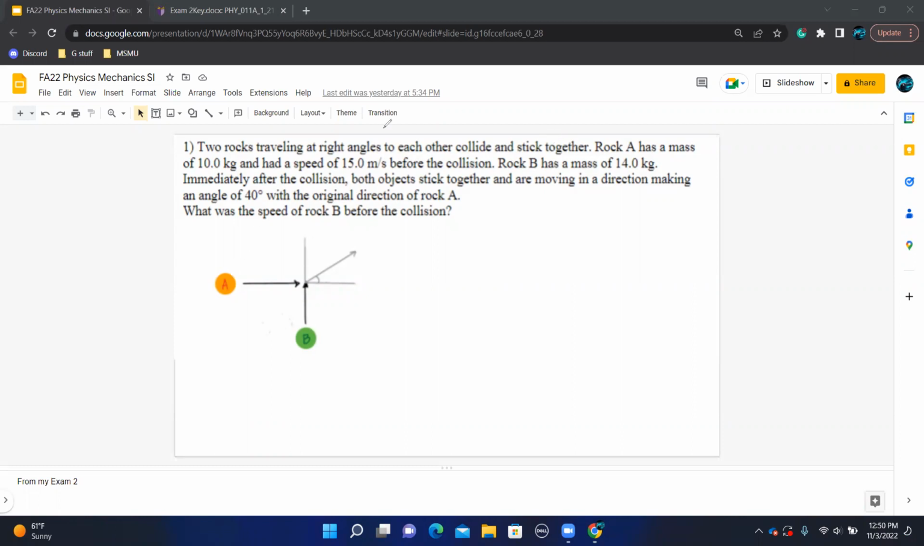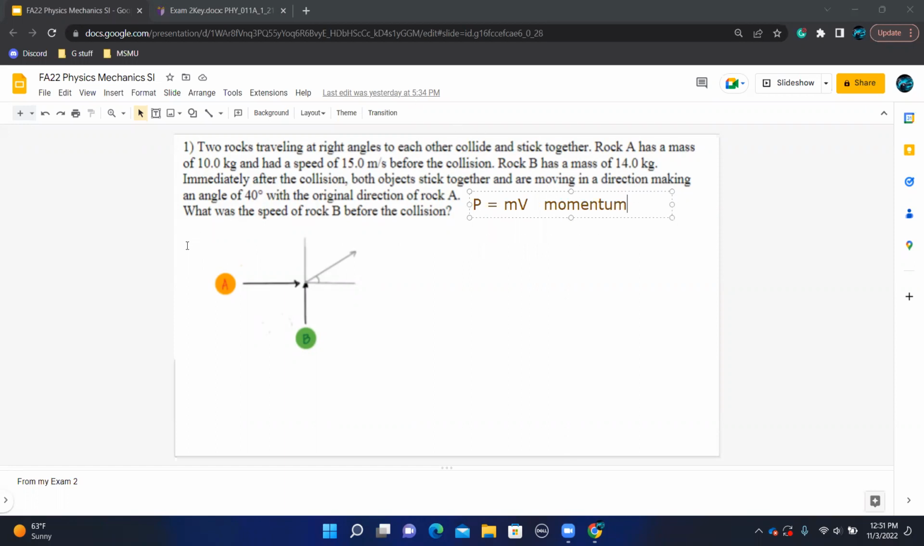So we have two rocks, and they're gonna collide, and they stick together. So I'm pretty sure that means it's completely inelastic. But either way, momentum is conserved. So you're gonna be able to use your P equals mv equation. That's your momentum equation.